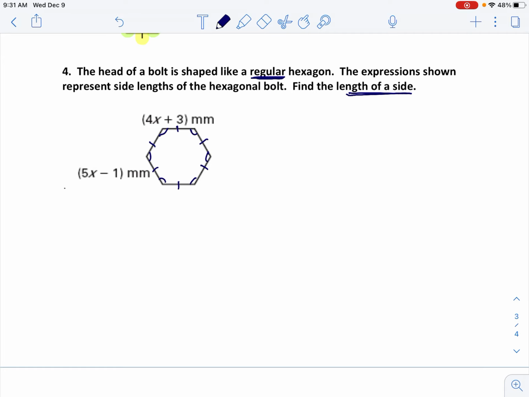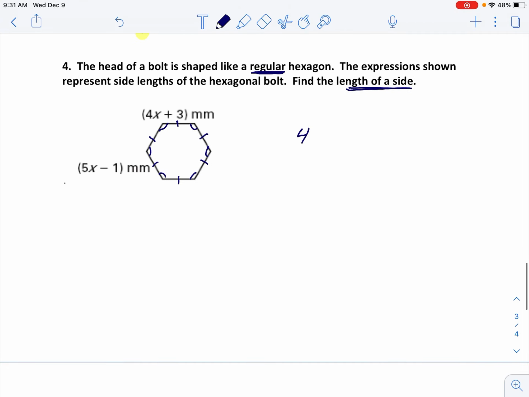Now, if I'm trying to find a side length, they give me 4x plus 3 and 5x minus 1. I don't know what x is, but I do know that in a regular polygon, these 2 sides, if they represent sides, they're going to have to be the same thing. So I set them equal to each other, and now I'm going to solve for x. So I'm going to take away 4x from both sides.